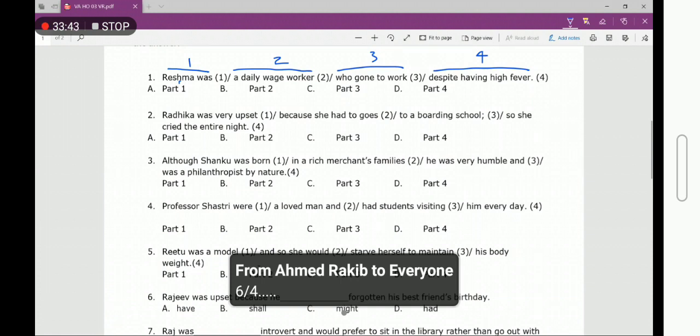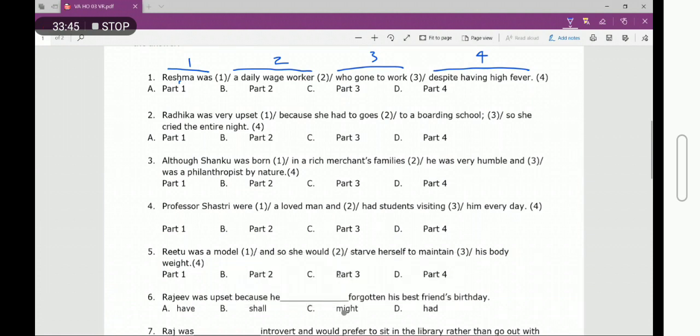Should we start our discussion, guys? I think I've given you enough time for these 5 questions. So for the first question, we have to read the sentence and these 4 different parts, and check if there's an error in any part. Reshma was a daily wage worker who gone to work, who had gone. Either it should be right. Who had gone to work despite having high fever. So who gone to work is the problem. So C, part 3, has the error.